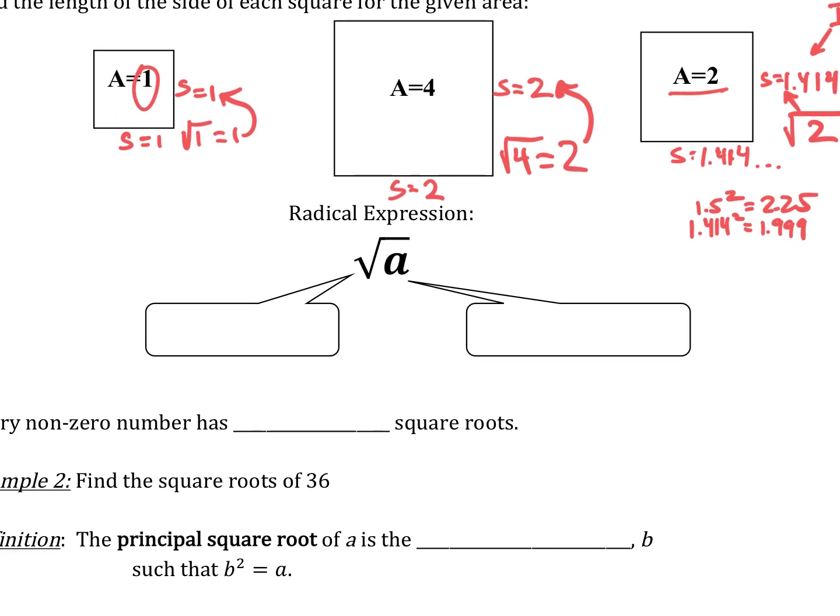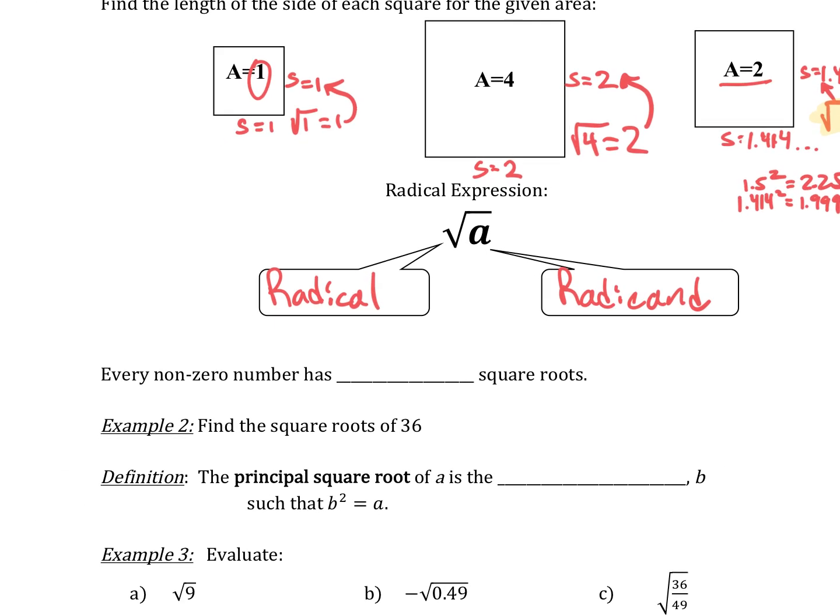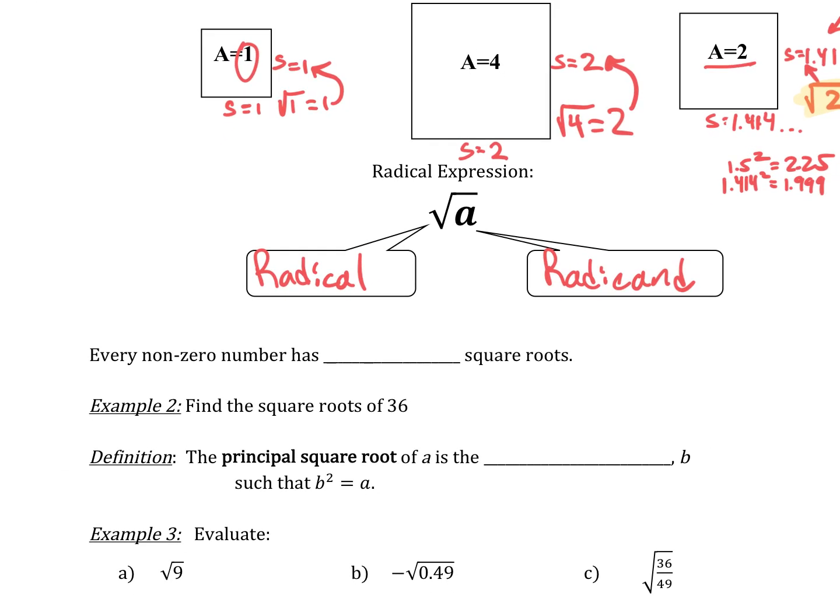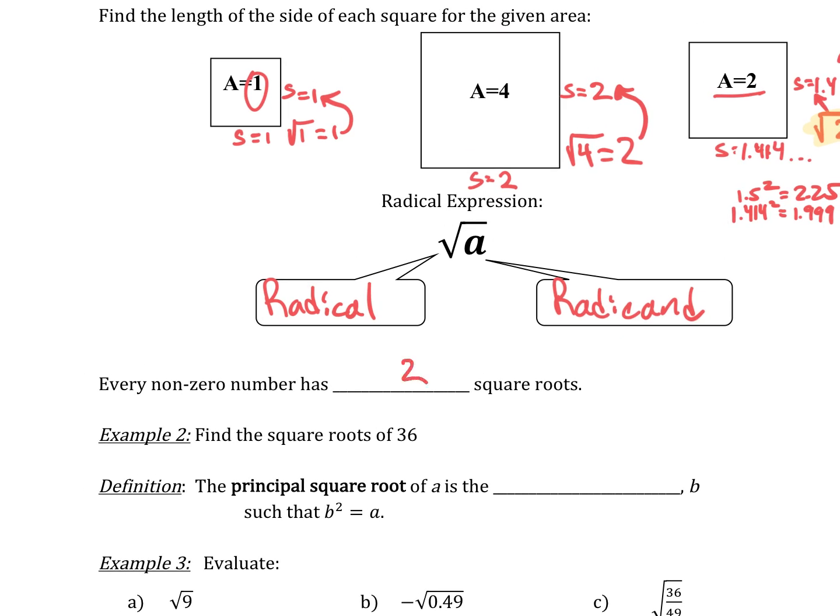All right, so we write that with a radical. We have a name for it. We're going to call that number the square root of 2. This little symbol right here is called the radical. That's a radical symbol. And this number on the inside, that's called the radicand. We don't use that word a lot, but sometimes it's useful to have a term for that number inside. So every non-zero number has 2 square roots.